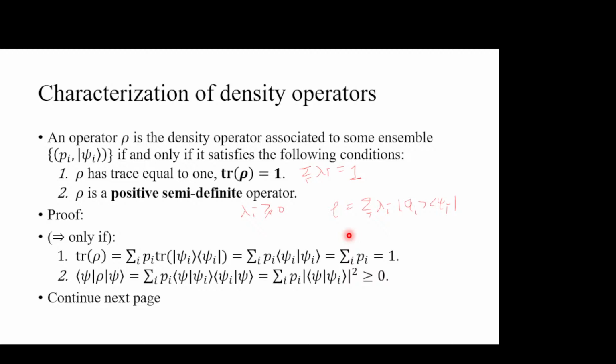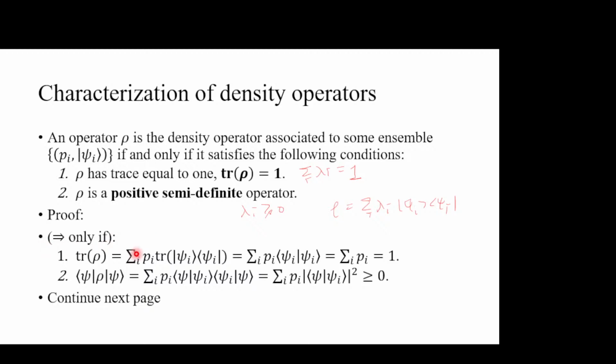Okay, and there are 2 directions, and we already did the first step of it. So we say this statement is true if and only if. We say rho is a density operator of some ensemble of pure states if and only if both of those conditions are true.